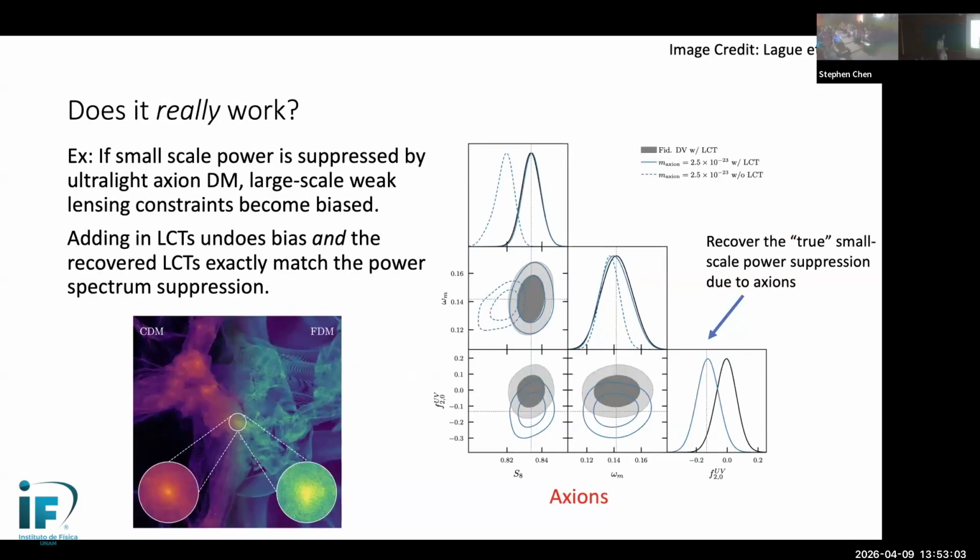And finally, just to show that this method actually works, I came up with the following physical scenario. Suppose that dark matter were not cold dark matter, but rather were fuzzy dark matter or a super ultralight axion dark matter. In this case, the power spectrum at very small scales is suppressed compared to lambda CDM, compared to standard cosmology. And if I don't account for this in my cosmic shear fits, I'll get a very, very biased result.